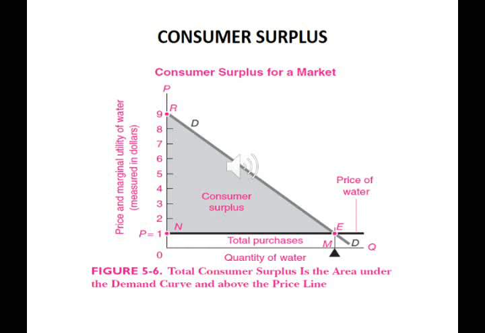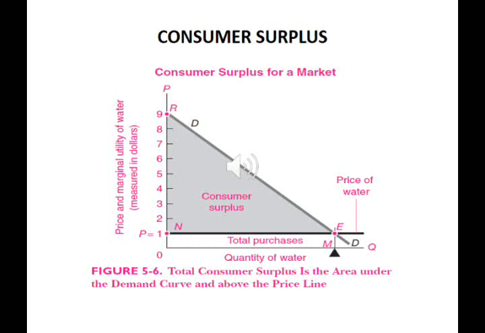Okay, so actually it's not a triangle, but it looks like a triangle. So it is the gray triangle plus the rectangle. What is this? This is the total utility that the consumer is getting from consuming m bottles of water. It is OREM. This is the total utility minus the market value, which is the rectangle ONEM. This makes up the consumer surplus.